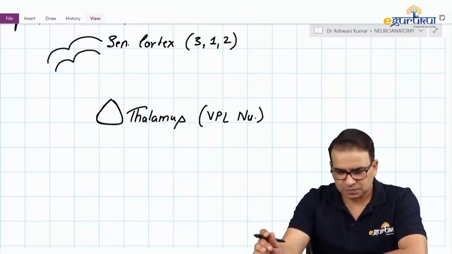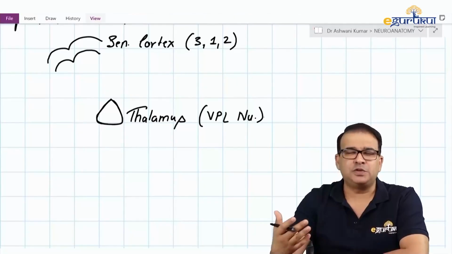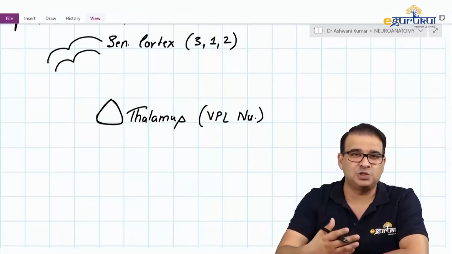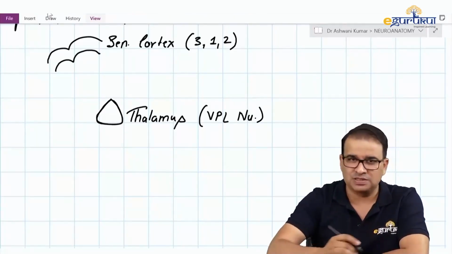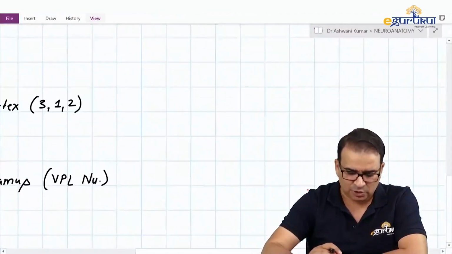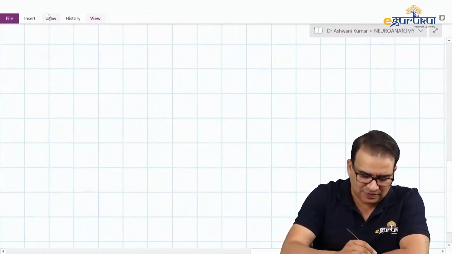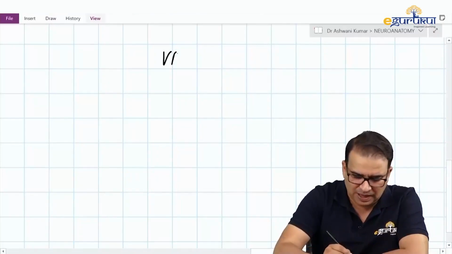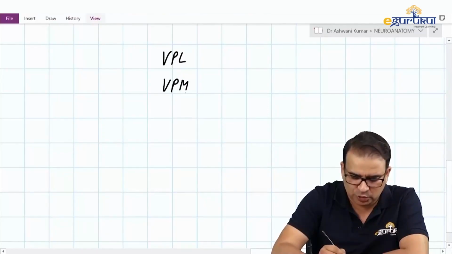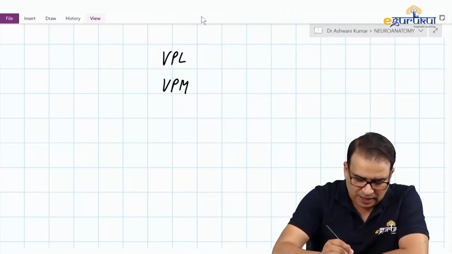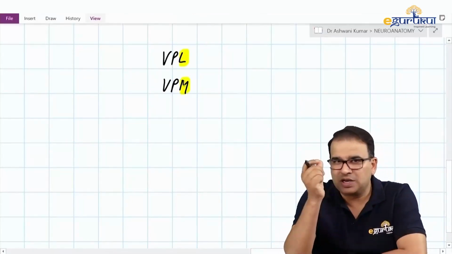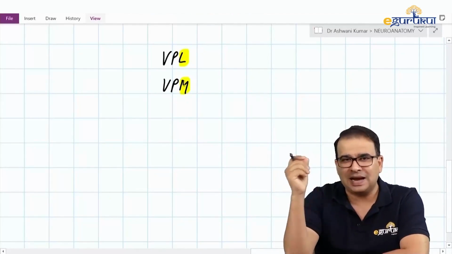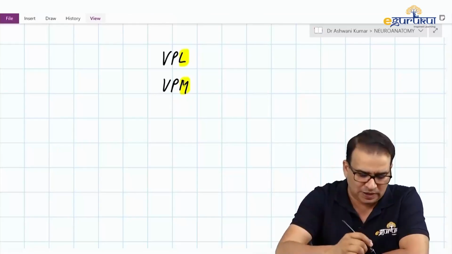Ventro-posterior-lateral nucleus. How will you remember which sensation goes into VPL and which sensation goes into VPM? There's a very easy way to remember it. If I may take you away from this discussion for one second, we'll come back to this. So we said thalamus has an important nucleus called VPL, that is ventro-posterior-lateral, and there's a nucleus called VPM, ventro-posterior-medial. Think of these words. These are the two words which are different here. Ventro-posterior is there in both. One is lateral, one is medial. So L and M will help you here.